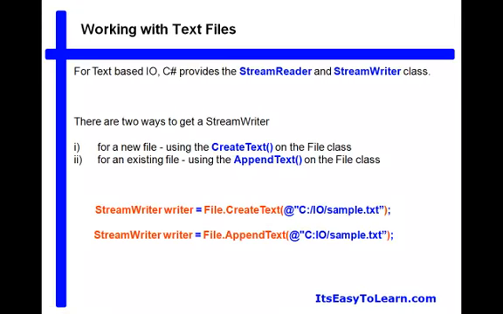Working with text files. So for text-based I/O, C# provides stream reader and stream writer. There are two ways to get a stream writer. Remember, for text file input-output, we use stream reader and stream writer. To get a stream writer, you can either use create text on the file class or append text on the file class.